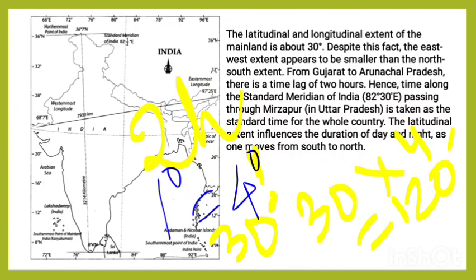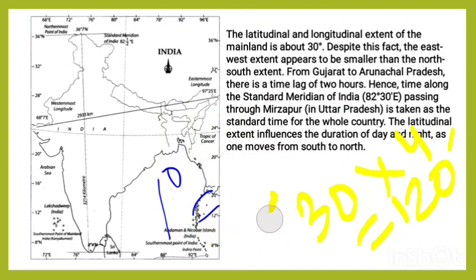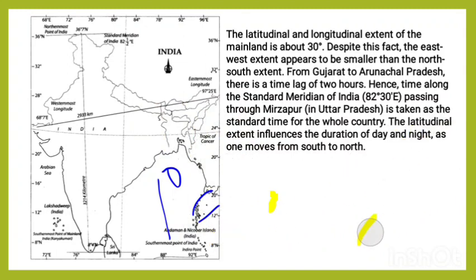Despite the eastward extension appearing smaller than the northward extension, from Gujarat to Arunachal Pradesh there is a time lag of 2 hours. Hence, the standard meridian of India, 82 degree 30 minutes passing through Mirzapur, is taken as the standard time of the whole country. Due to the inconvenience of different time zones, we consider 82 degree 30 minutes as the standard meridian, right?